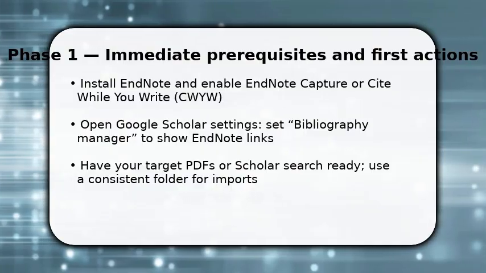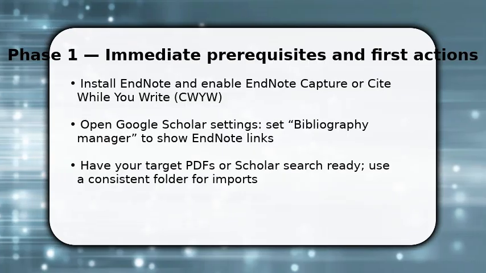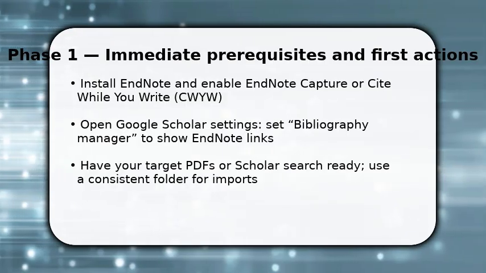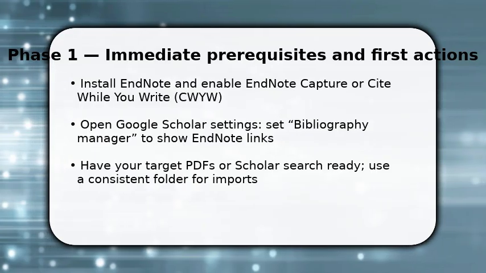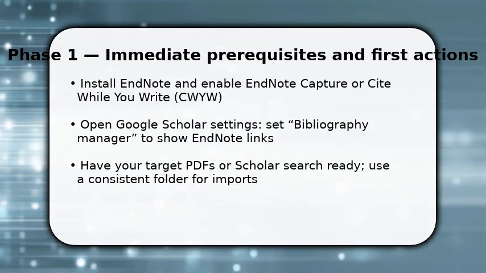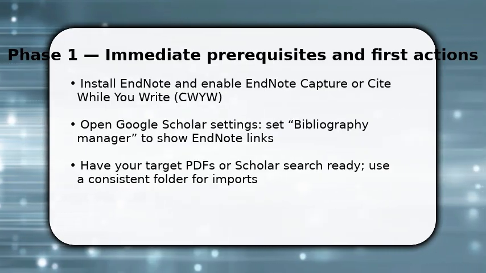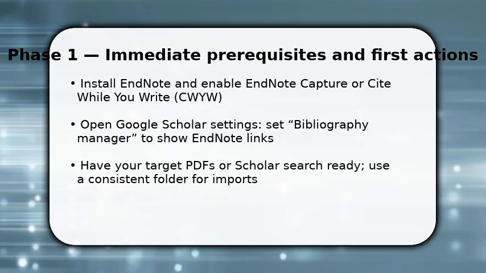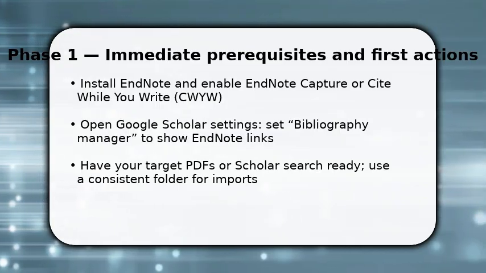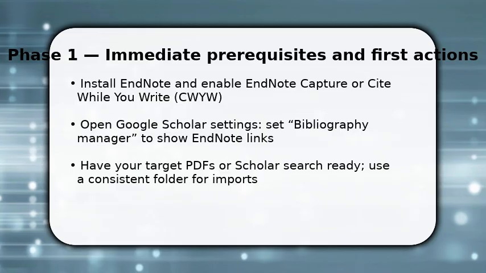You begin by preparing the tools. Open EndNote and confirm CWYW or EndNote capture is enabled so Word integration works. Then, in Google Scholar settings, choose the Bibliography Manager option that shows EndNote links. This creates direct ENW exports. Once done, run your Scholar search and identify citations to import.